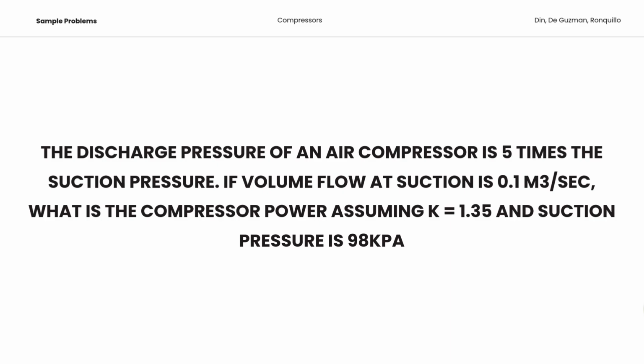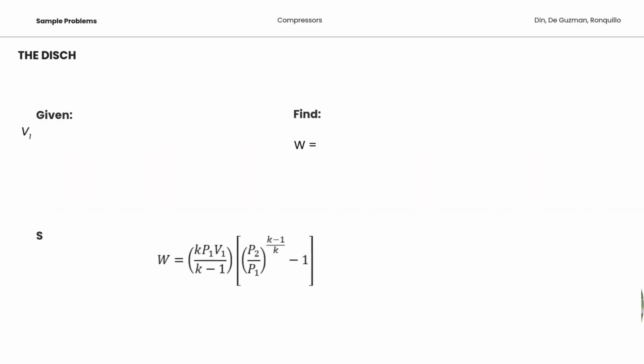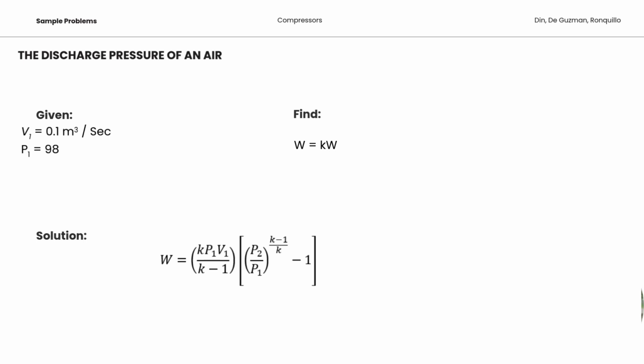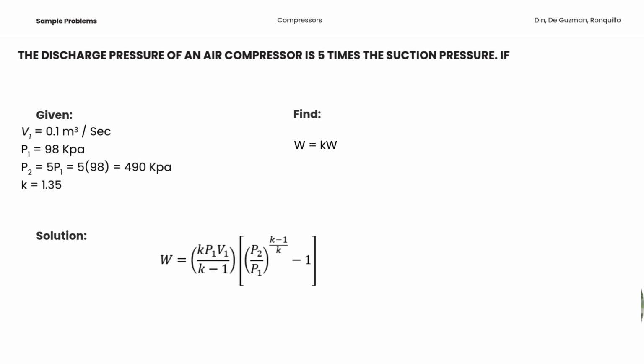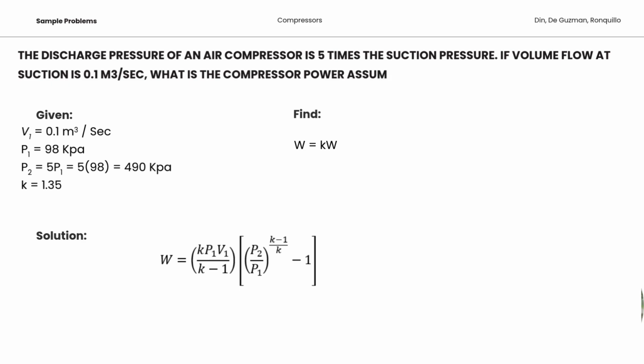So, tulad kanina, unahin natin ang pag-identify ng given. So, ang volume flow rate natin sa given is 0.1 cubic meter per second. And assuming K is equal to 1.35 and suction pressure or pressure 1 is 98 kPa. Ang pressure 2 natin or discharge pressure is 5 times the suction pressure or P1. So, makukuha natin siya pag multiply natin yung P1 sa 5. So, P2 is equal to 5 times 98 kPa is equal to 490 kPa.